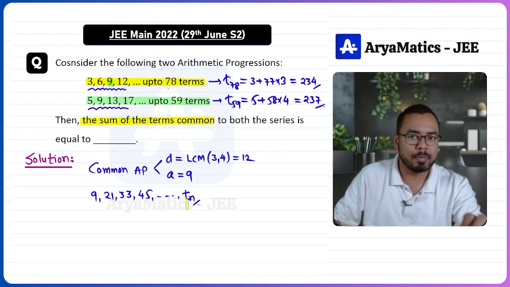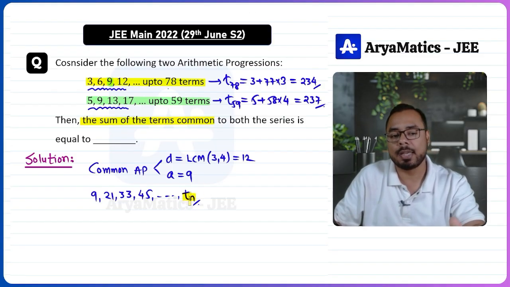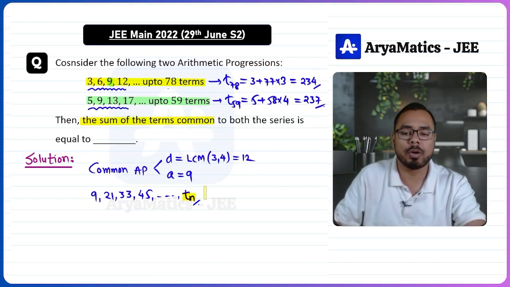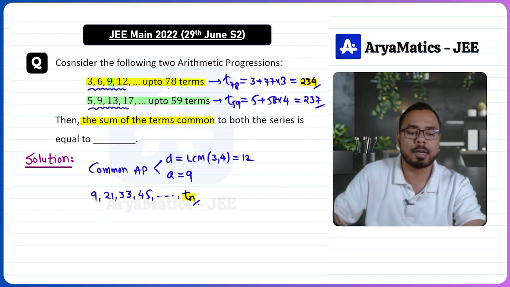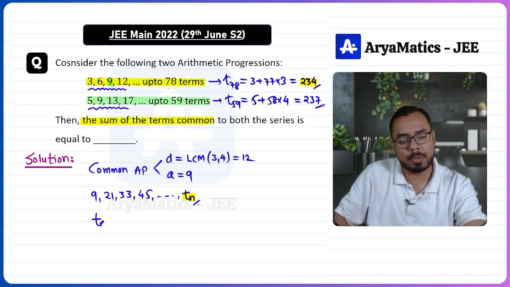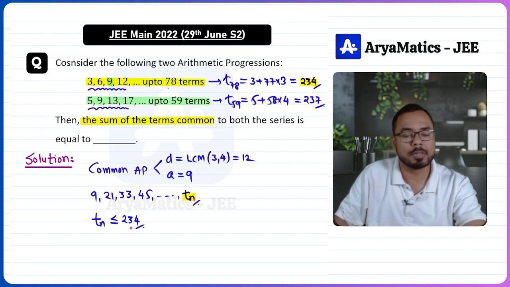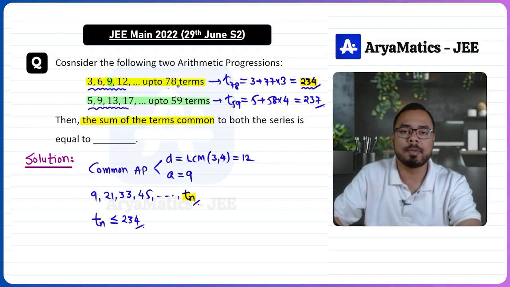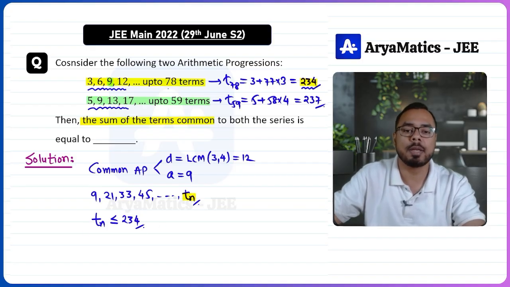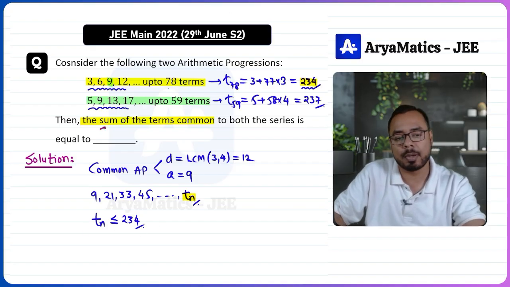Now for the common AP, let us say Tn is the nth term of the common AP. So this Tn cannot be greater than 234, right? Tn has to be less than or equal to 234, because that is the smaller of these two numbers. The common term cannot be greater than 234 because the first AP will continue only up to 234. So if I can find n from here, then the problem is we need the sum of common terms.